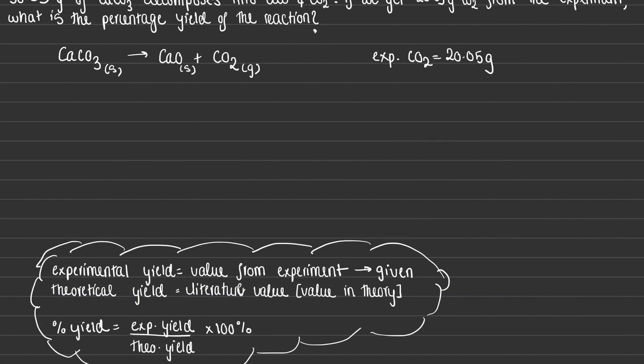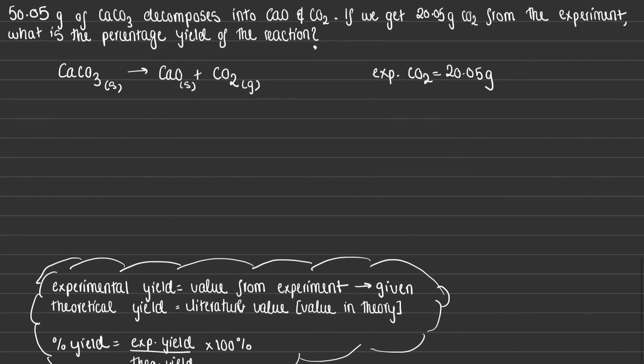So we usually say that the experimental yield is smaller than the theoretical yield because we can never reach the perfect value or we can never exceed it. So the formula for percentage yield is the experimental yield over the theoretical yield, which would give us a decimal, times 100%, which would then give us a percentage value. So let's apply this to the context of our question.